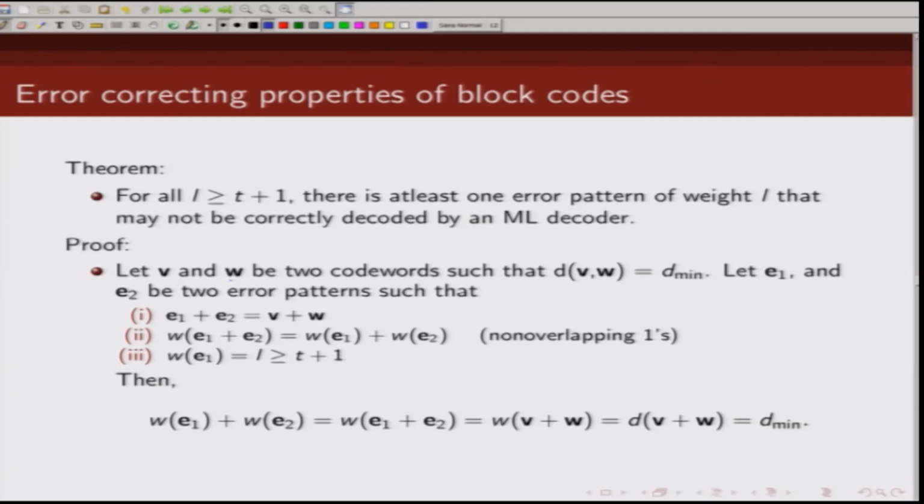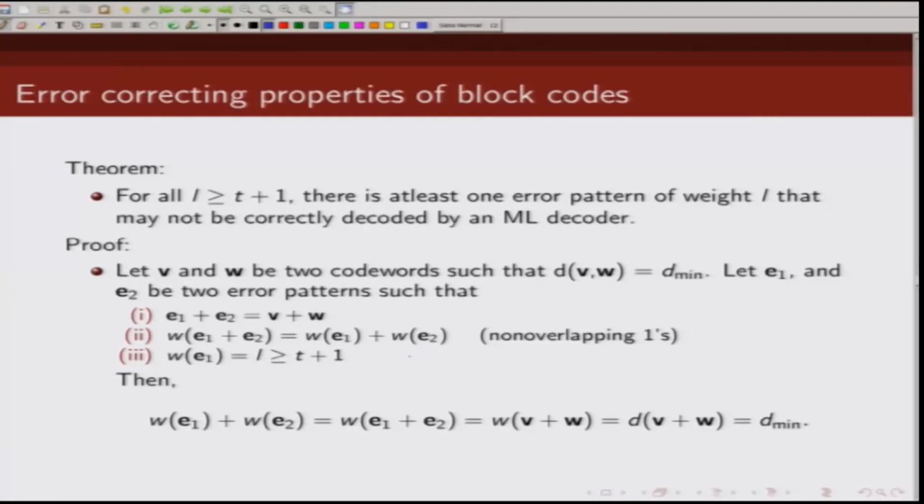If v and w are two code words, let us assume that the Hamming distance between v and w is equal to the minimum distance of the code, which is denoted by d min, and let E1 and E2 be two error patterns which satisfy these three properties. And what are these three properties? The sum of E1 and E2 is the same as v plus w. The second property is that E1 and E2 do not have any overlapping ones, so weight of E1 plus E2 can be written as weight of E1 plus weight of E2. And we will show that if there is an error pattern of weight L, where L is at least t plus 1, then our maximum likelihood decoder will make an error in decoding.